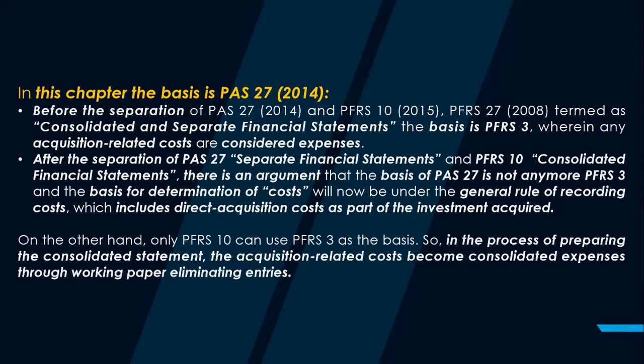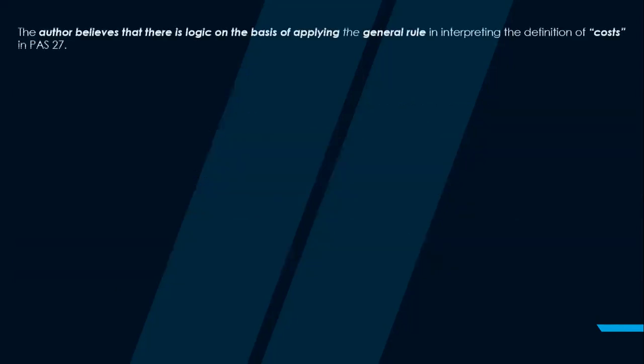On the other hand, only PFRS 10 can use PFRS 3 as the basis. So in the process of preparing the consolidated statements, the acquisition-related costs become consolidated expenses through working paper elimination entries.